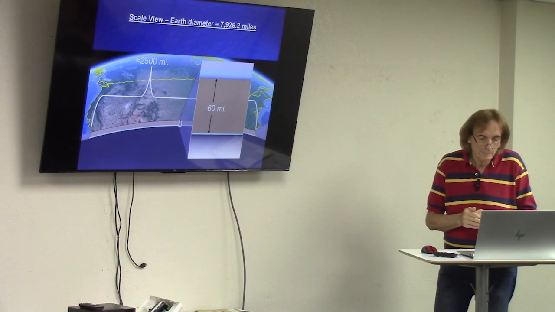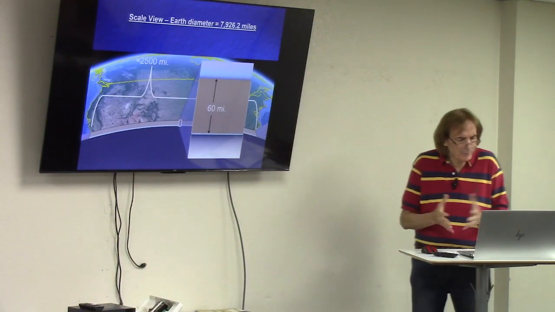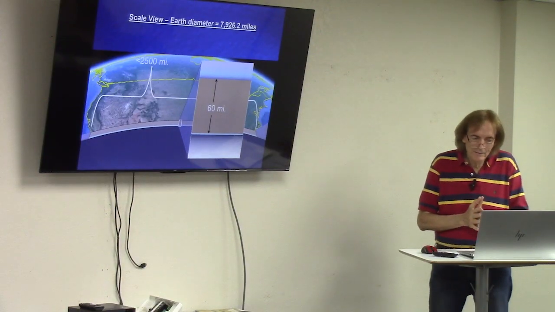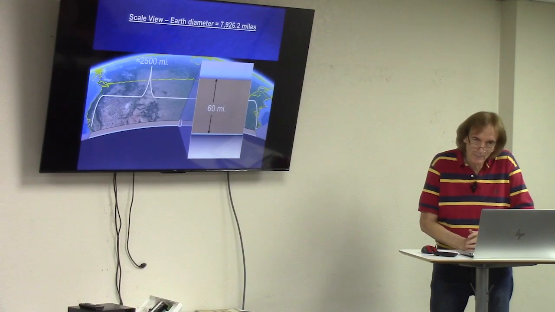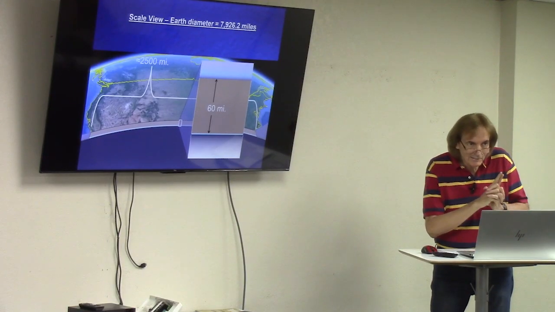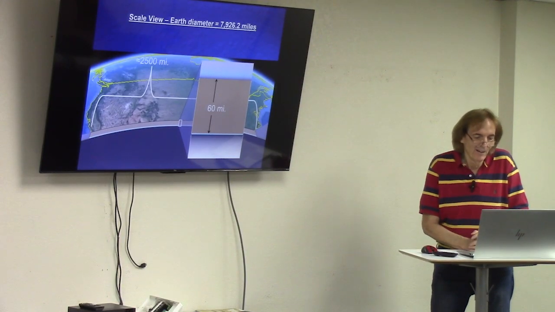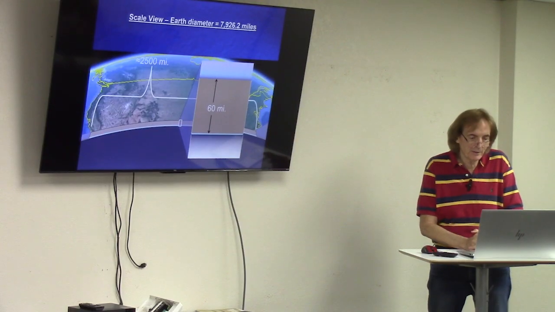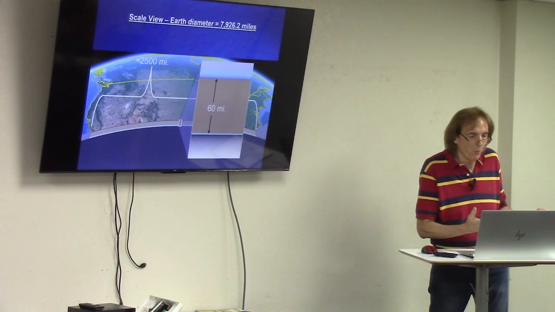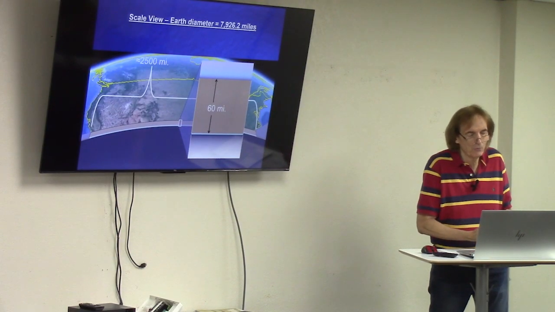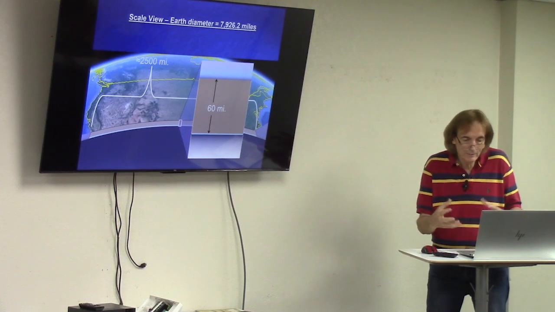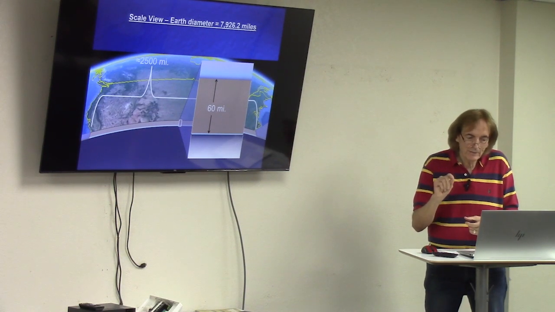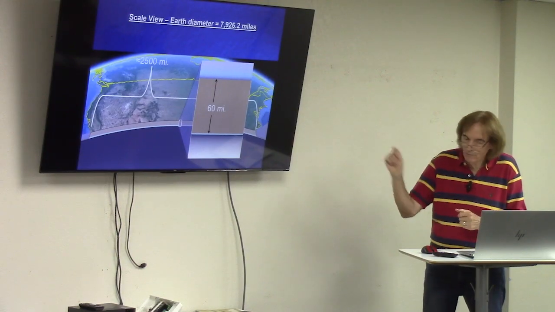Now, to give you a little bit of perspective, the Earth is 7,926.2 miles in diameter. You should remember that, right? Just in case you need it. But the crust is only about 60 miles thick. So it comes out to be about 7/10 of 1% of the diameter of the Earth. Of the total diameter of the Earth, only about 7/10 of 1% is this crust.